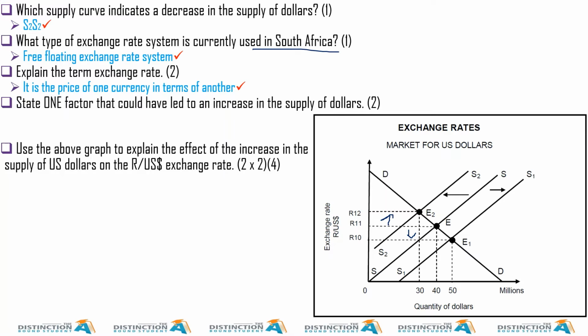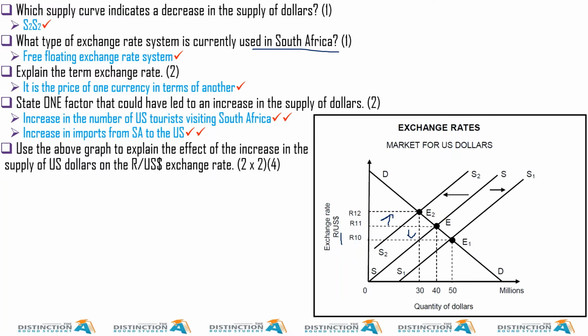State one factor that could have led to an increase in supply of dollars. Okay, so why are dollars being oversupplied? An increase in supply of dollars. That means they are supplying the dollars, and what are they demanding? The rand. So it could be that they want to come to South Africa. It depends on when it was. If it said here 2010, the answer would be the World Cup. They were coming for the World Cup. Right, use the above graph to explain the effect of the increase in the supply of US dollar.